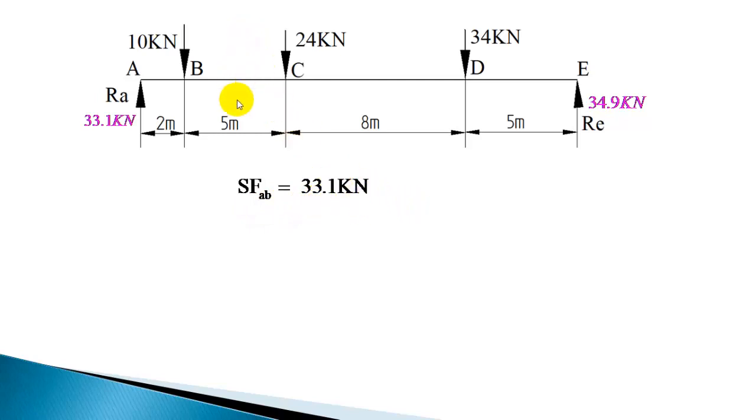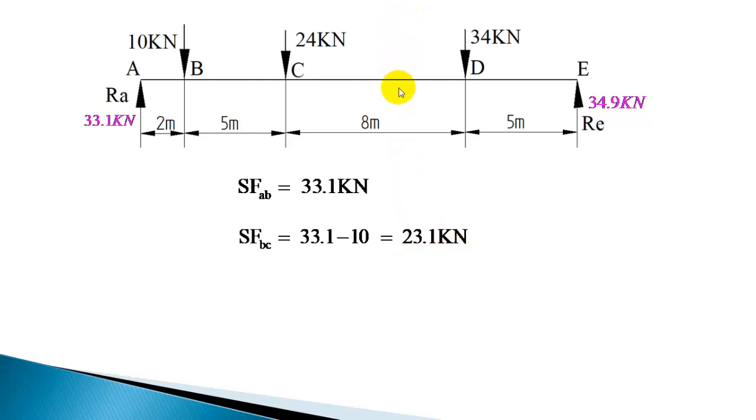Now if you consider a section anywhere between B and C, there are two forces, 33.1 and this downward negative shear force, so minus 10. So you get 33.1 minus 10 or 23.1. So shear force in the section BC is 33.1 minus 10 or 23.1 kilonewton.